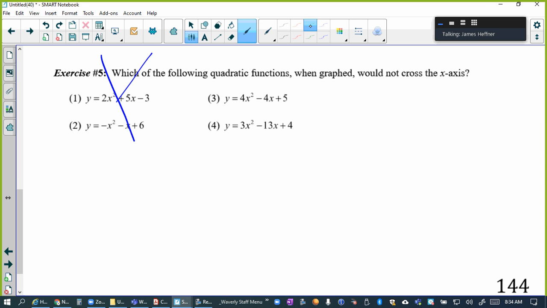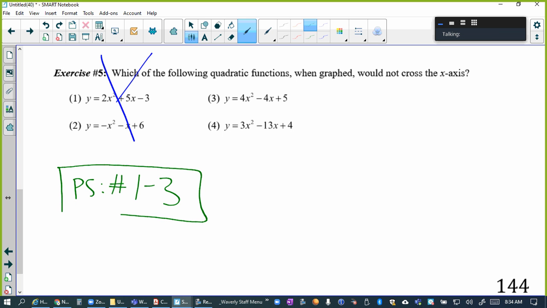All right, let me give you your problem set. It's just going to be numbers 1 through 3 in your book, okay? Any questions at all on this stuff, guys?